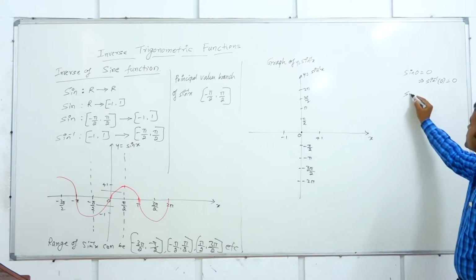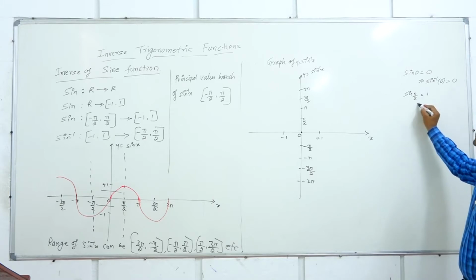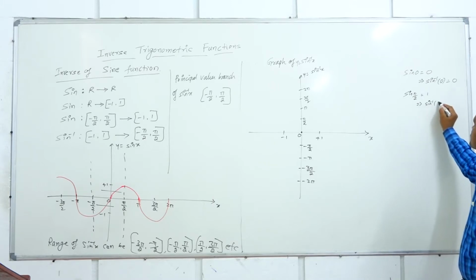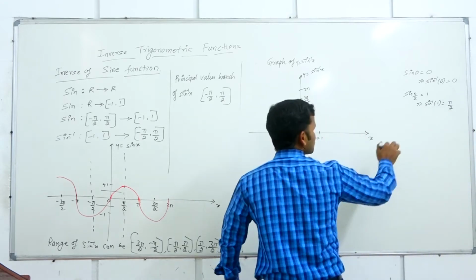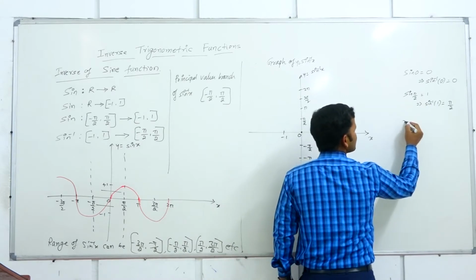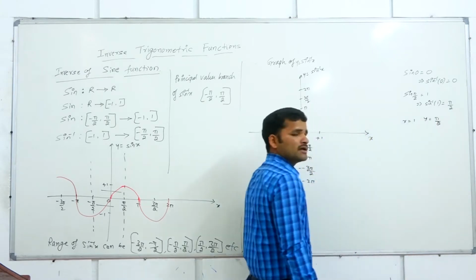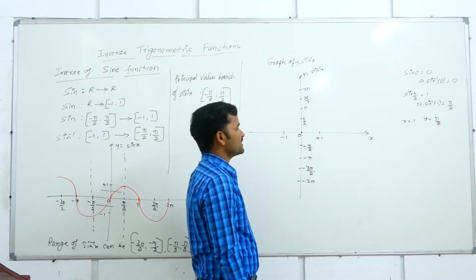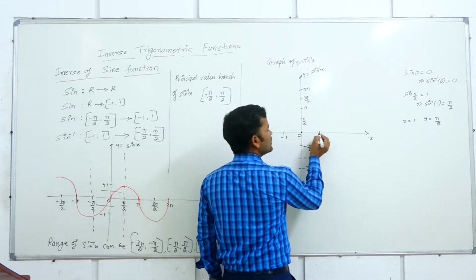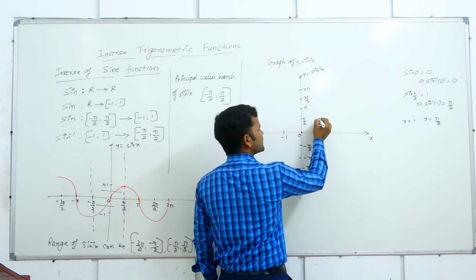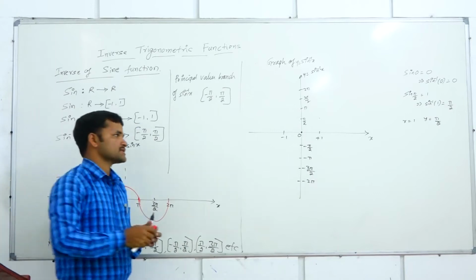What is sine 90 value? Sine pi by 2 is nothing but 1. This can be written as sine inverse of 1 is equal to pi by 2. According to this, when we substitute x is equal to 1, y is equal to pi by 2, means the point is 1 comma pi by 2, where 1 is on the x-axis and pi by 2 on the y-axis. Here is the point. So, graph proceeds like this.